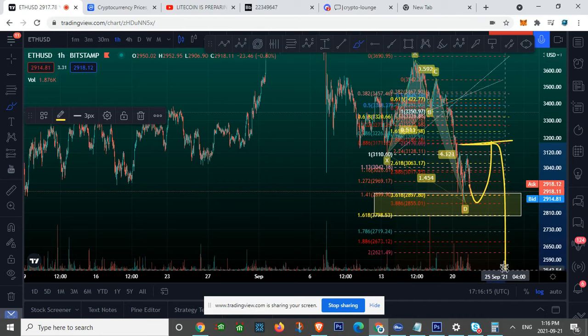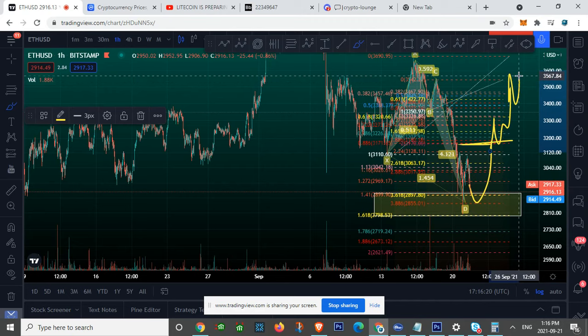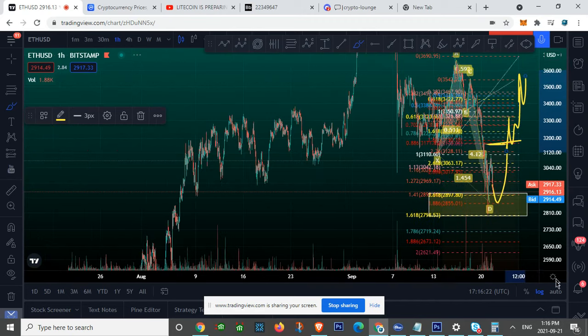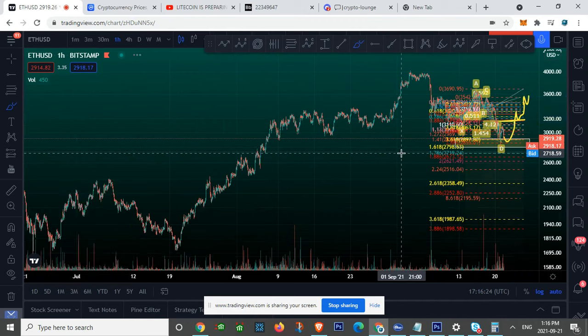If it remains getting rejected, then down we go, and vice versa. If we manage to break above, then up we go, which is some nice confluence with our 5-0 pattern for Bitcoin.